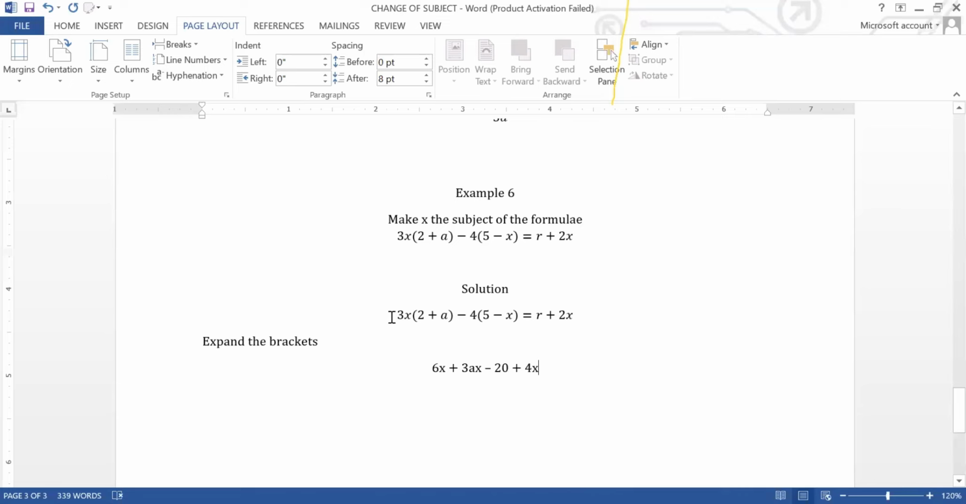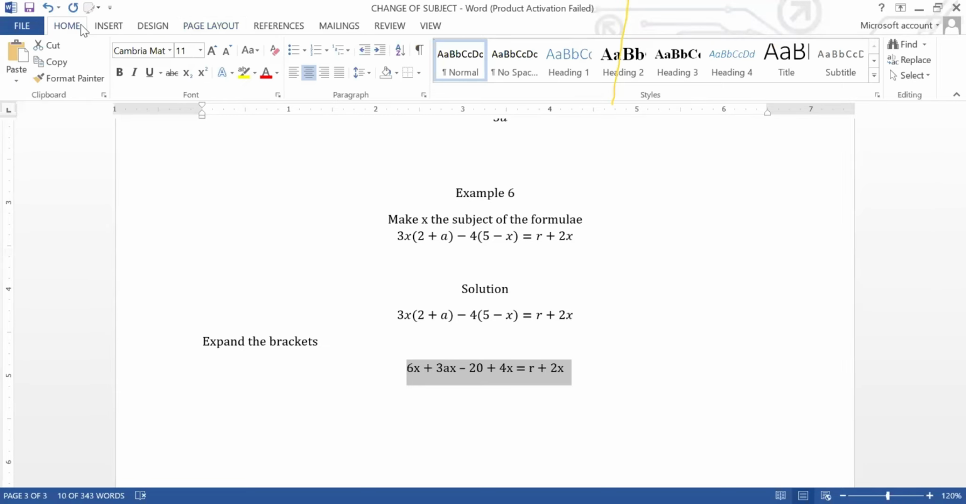I'm expanding the bracket, guys. 3x times this one will give me 6x, of course. And 3x times a will give me 3ax. Then minus 4 times 5 will give me minus 20. Minus 4 times this minus x will give me plus 4x. It's equal to r plus 2x. Right? So I have this equation.